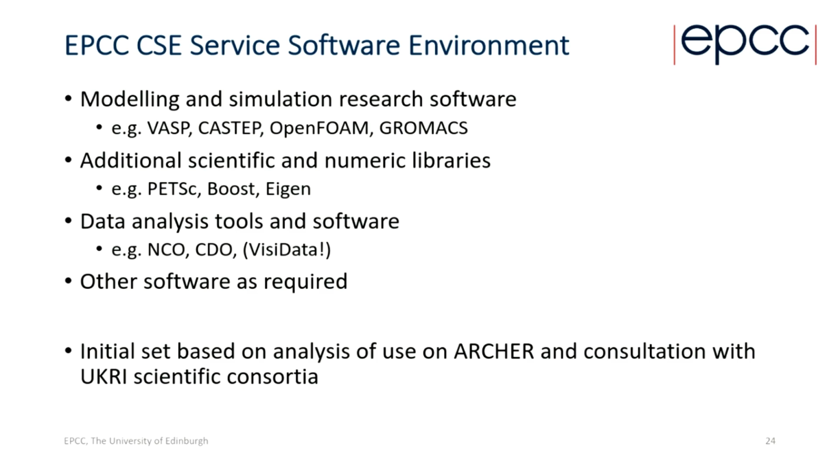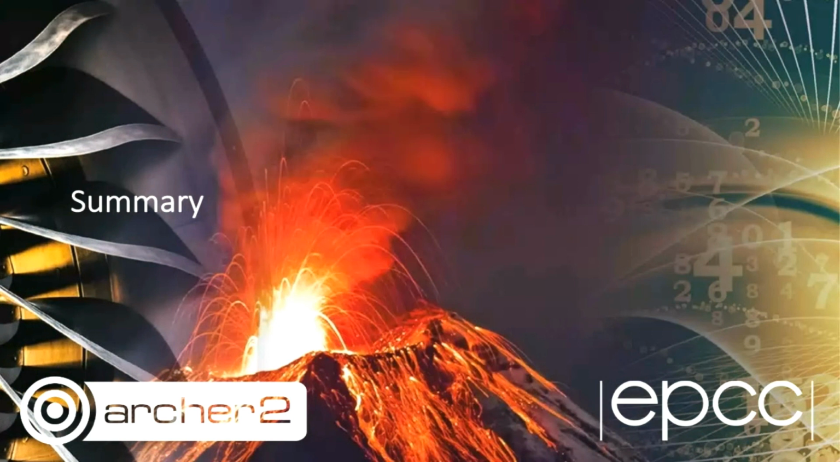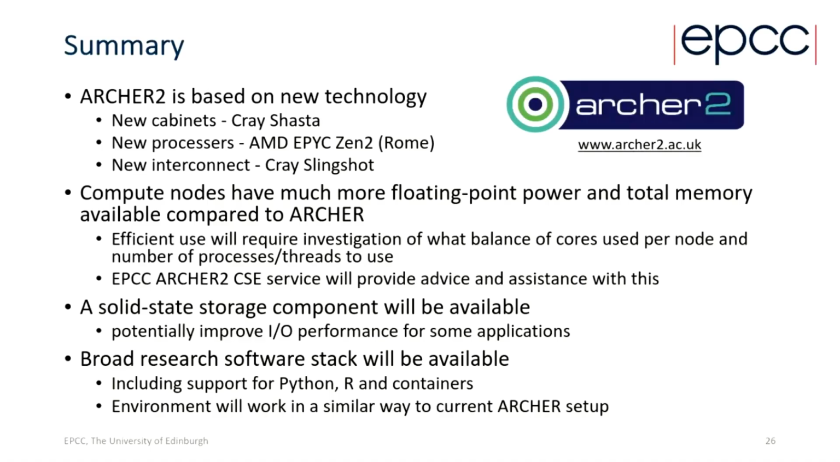So I think that is just about me. So in summary, ARCHER2 is pretty new technology, right? So there are new cabinets, the Cray Shasta ones, relatively new processors, the AMD EPYC Zen 2 Rome, and a very new interconnect, the Cray Slingshot. The balance of the compute node in particular is different. There's much more floating point power available per node and total memory per node, but maybe not so much on a per core basis.